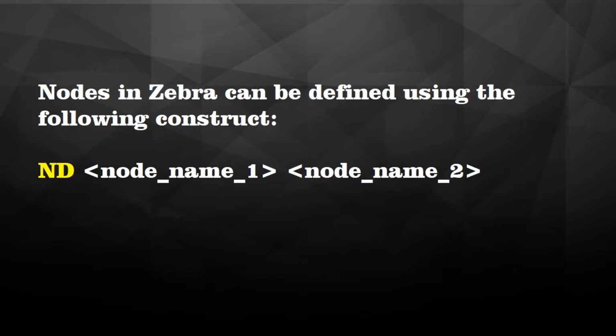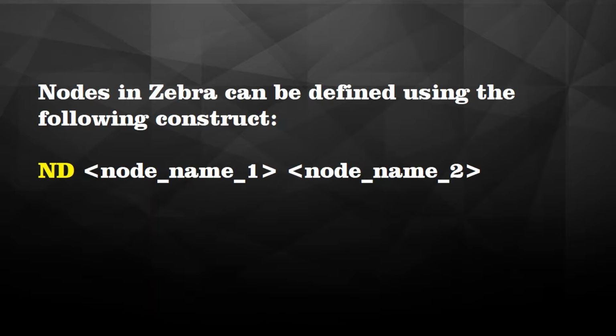Now there is a certain construct of defining nodes in Zebra, and that is as follows. That is ND, node name 1, node name 2. Now ND is a keyword which is used here, and suppose for an example we write it like this: ND 0 1 2 and so on. So this ND construct can be used multiple times in a circuit as and when required. But nodes must be defined within a circuit description construct, that is within the main CKT or sub CKT construct. Node definition is analogous to identifying a particular hole on a breadboard.